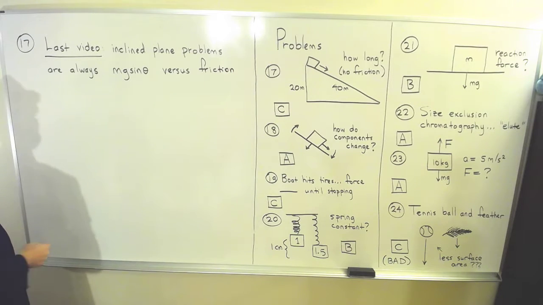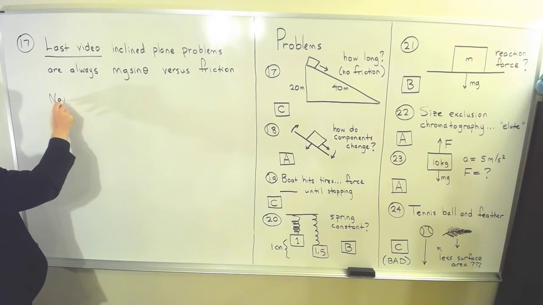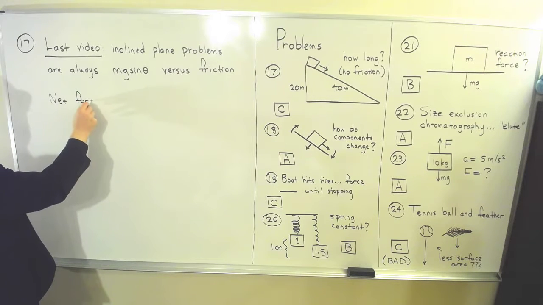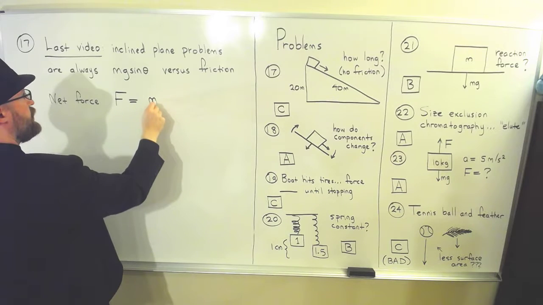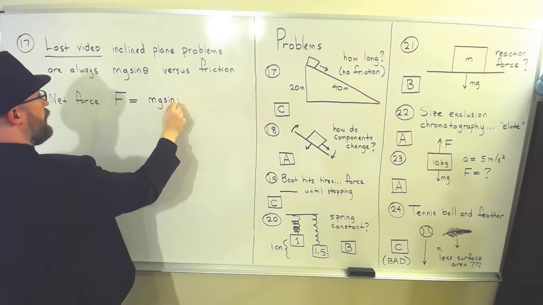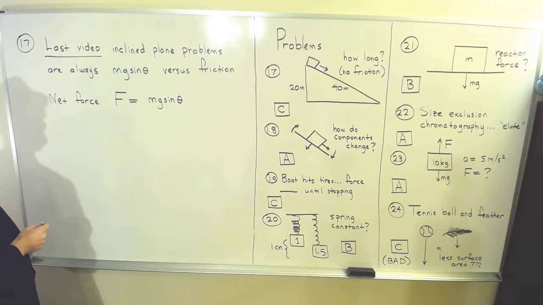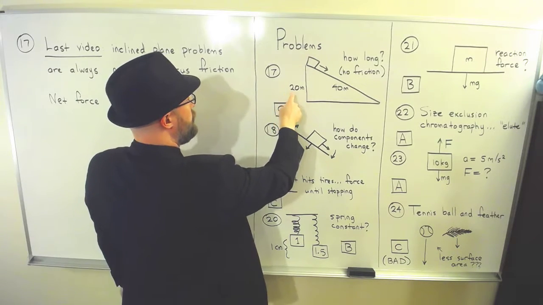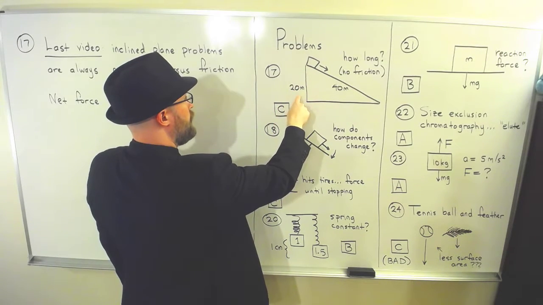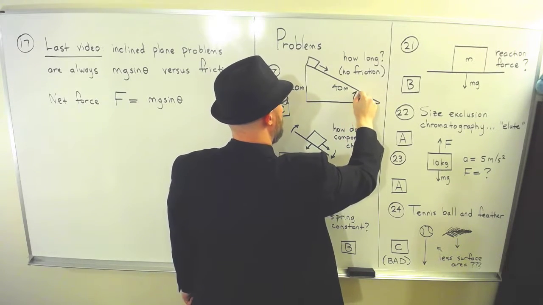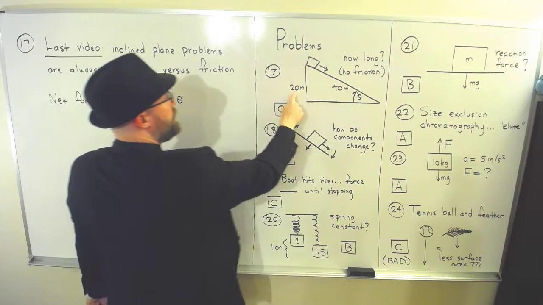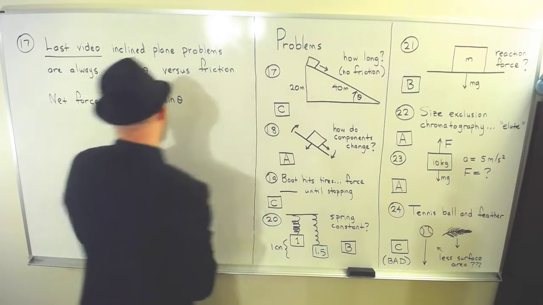So the net force on the mass is just mg sine theta. Now, what's sine theta here? Well, remember sine theta, where theta is the angle of the plane over here, is always the opposite over the hypotenuse.